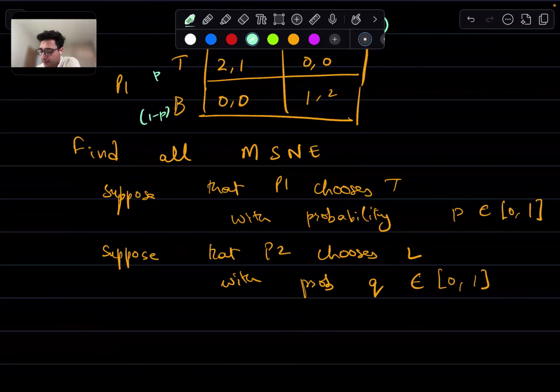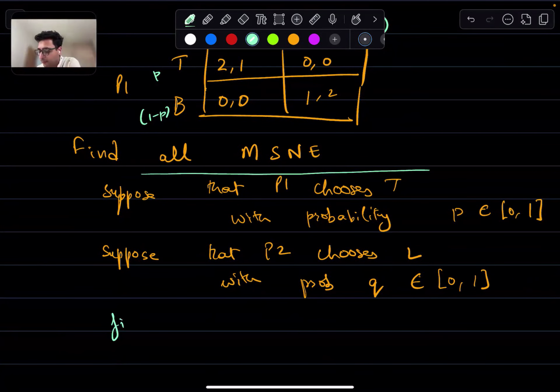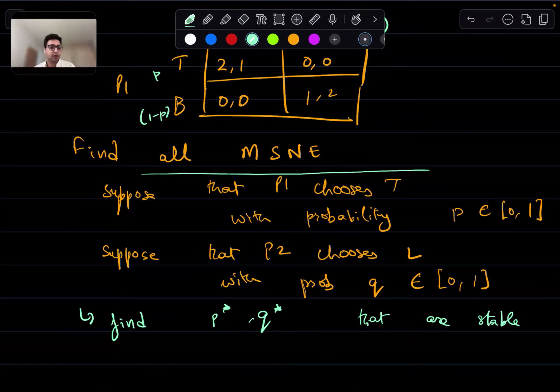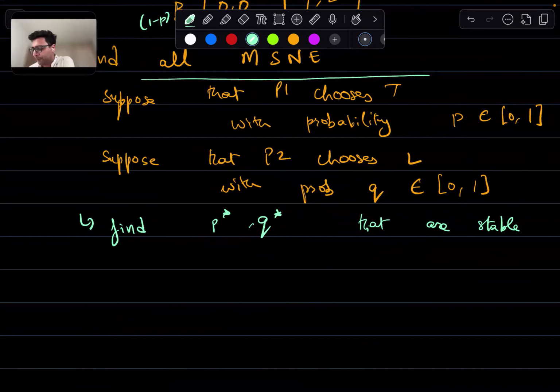So finding MSNEs simply boils down to finding P star, Q star that are stable. Right, so that is what you want to do. You want to find all the P star, Q star, the P and Q combinations that are stable. The star is just what we add to denote equilibrium objects to make them feel a bit more special because they're stable. Okay, so let's do that.